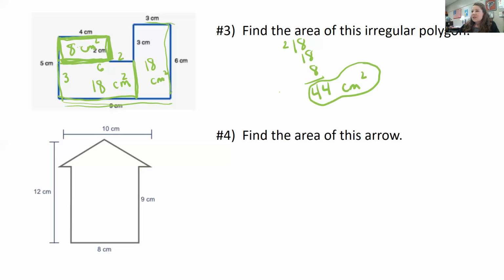Okay. So number 4, we have this arrow, right? So I don't know the formula to find the area of an arrow, but I do know that I can turn this into a triangle. I see a triangle right here. And then I see a rectangle on the bottom. So my rectangle is easy because it's an 8 by 9. What's 8 times 9? 8 centimeters times 9 centimeters is 72 centimeters squared.